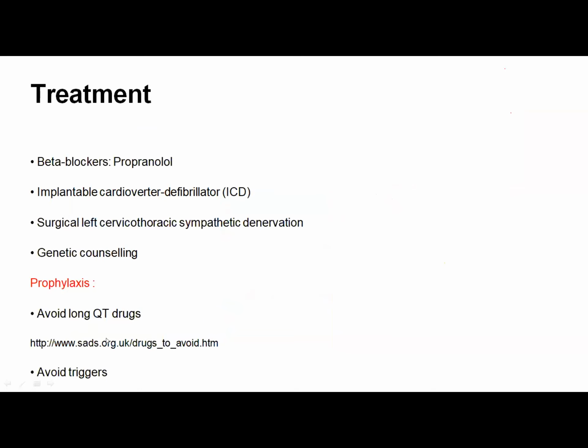So any QTc above 450 is significant. You consider it as a long interval. The mainstay of treatment for this is beta blockers, and sometimes, with a history of family deaths, you can go for an implantable cardioverter defibrillator that will deliver a shock whenever your heart goes into an arrest rhythm. Or you can try surgical sympathetic denervation. Prophylactically, you have to identify the triggers, and you have to avoid the drugs that cause QT prolongation.